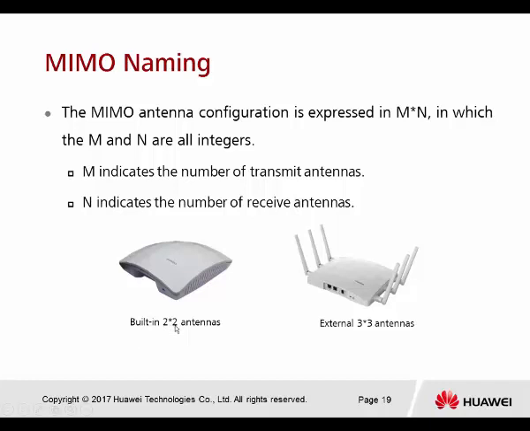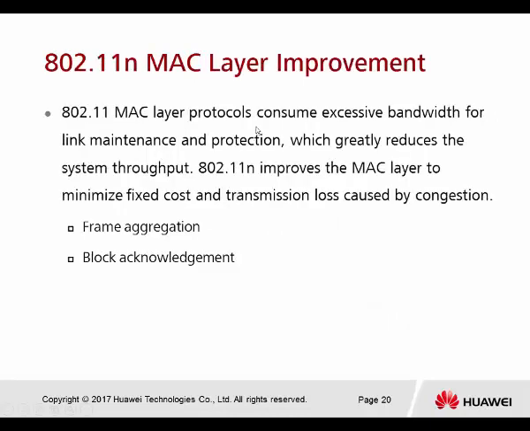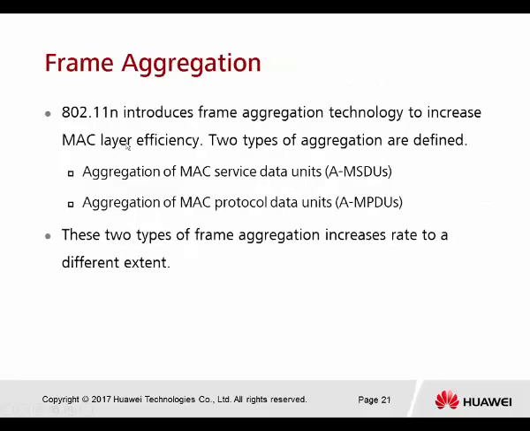Okay, send and receive. The 802.11 MAC layer protocol consumes excessive bandwidth for link maintenance and protection, which greatly reduces the system throughput. 802.11n improves the MAC layer to minimize fixed cost and transmission loss caused by congestion. So they're using these two: frame aggregation and block acknowledgement. So 802.11n introduced a frame aggregation technology to increase the MAC layer efficiency. Two types of aggregation are defined.